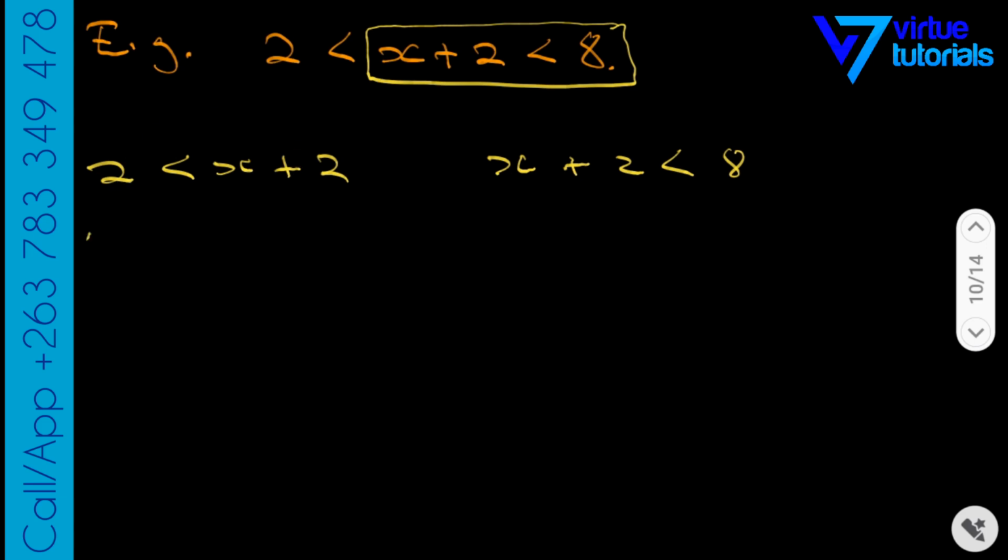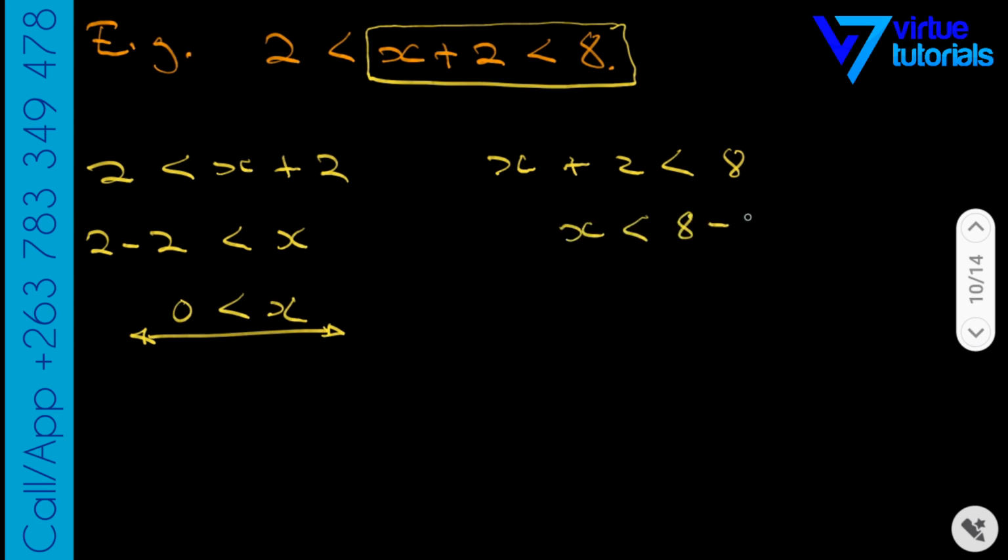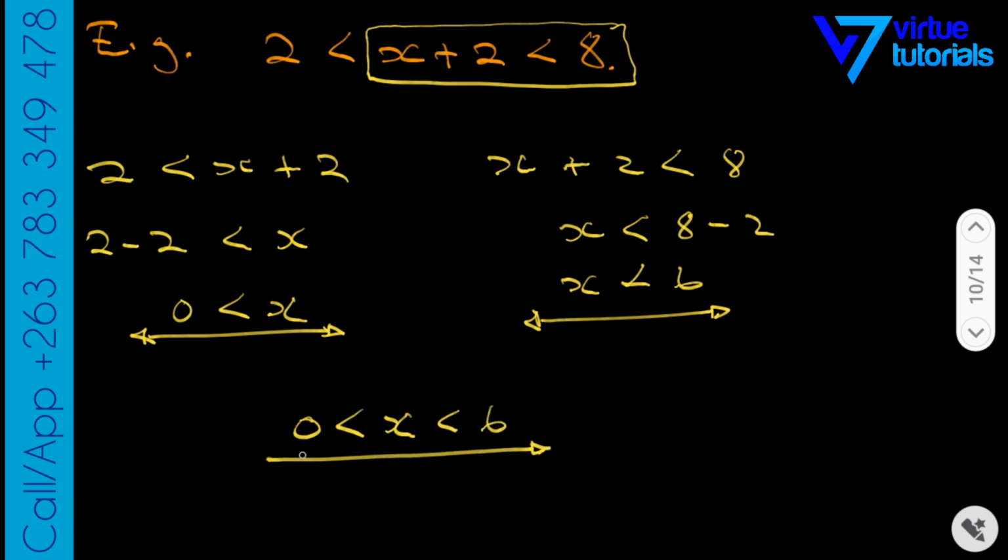So this one, I take 2 that side, I get 2 minus 2 is less than x. So 0 is less than x. I've solved that one. I move to this side, I take 2 the other side, x is less than 8 minus 2, x is less than 6. I've solved that inequality there. So what do I know? X has two qualities, right? X is bigger than 0 but less than 6. So I combine this into one statement, right? X is bigger than 0 but less than 6. So x is a number whose value lies between 0 and 6. I've solved that inequality.